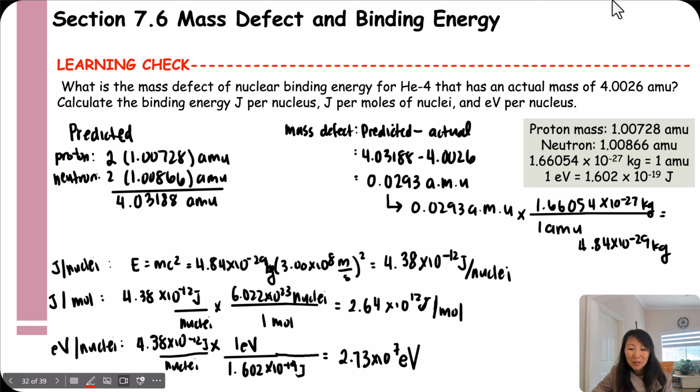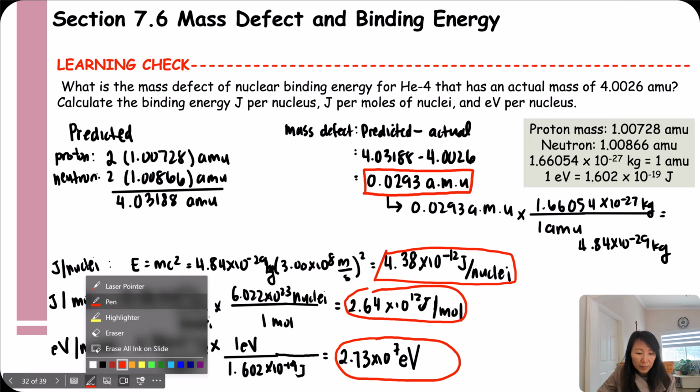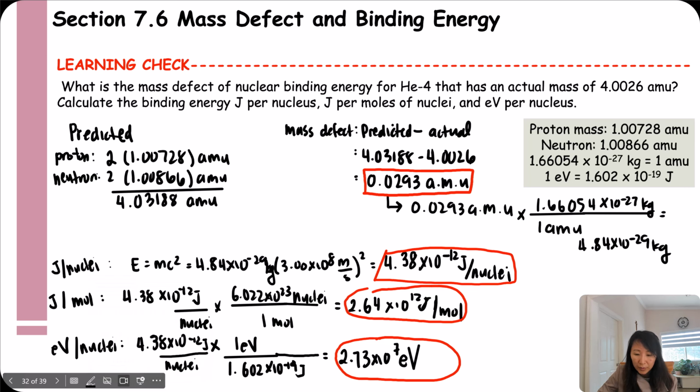Here is the key. I wanted to show you where all the answers are, just in case you're scrambling for the answer. This is the mass defect over here. Then we have joules per nuclei here, and joules per mole here. And then electron volts per nucleus, or nuclei, I should say. And I think I forgot to write per nuclei.